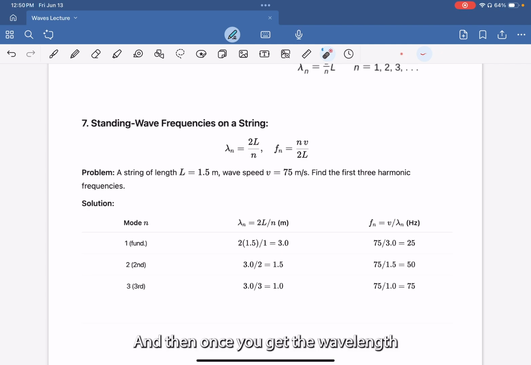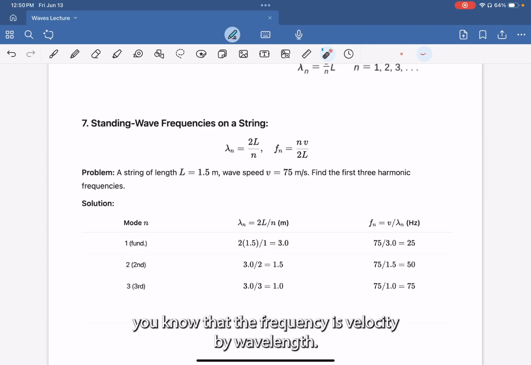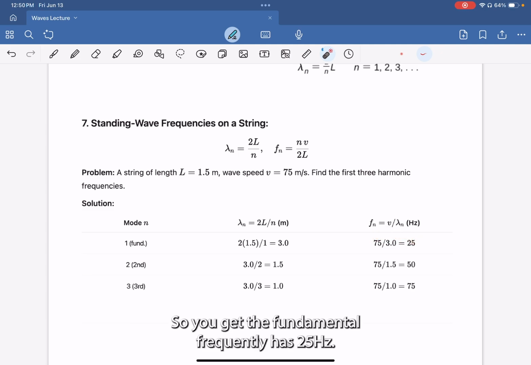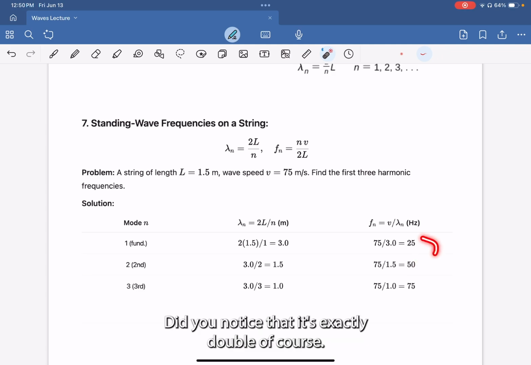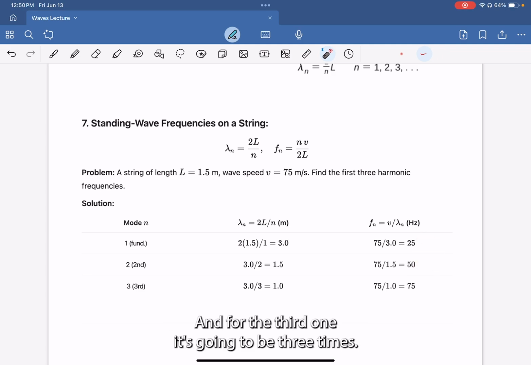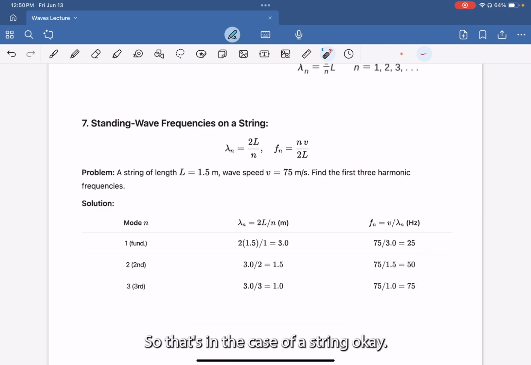And then once you get the wavelength, you know that the frequency is velocity by wavelength. So you get the fundamental frequency as 25 hertz. Similarly, for the second harmonic, 3 by 2, you're getting 2 times 1.5. Again, 3 by 2 is 1.5 is the wavelength, and then find the frequency. Did you notice that it's exactly double? Of course. And for the third one, it's going to be 3 times. So that's in the case of a string, okay?